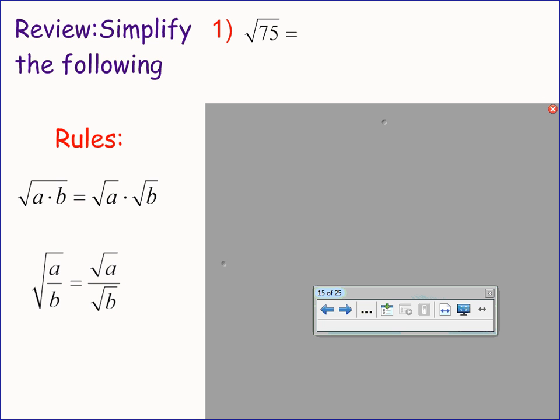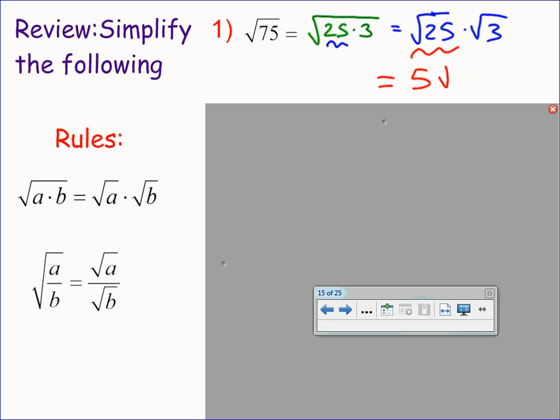So let's go ahead and rewrite my root 75 as root 25 times 3. So we've rewritten 75 as 25 times 3. How come? Because now the product property allows me to break that up as a product of radicals. That's root 25 times root 3. And one of these simplifies to an integer, right? And so we've enabled ourselves to rewrite this as 5 root 3. And that's what you guys did in geometry with simplifying radicals.